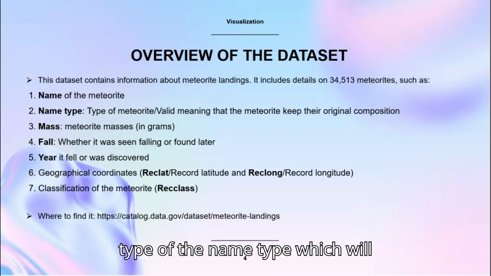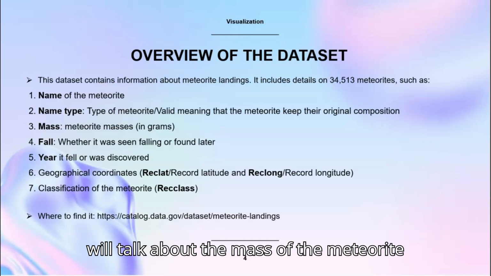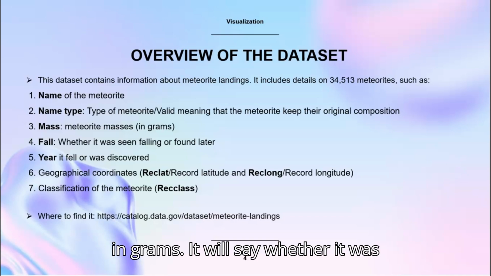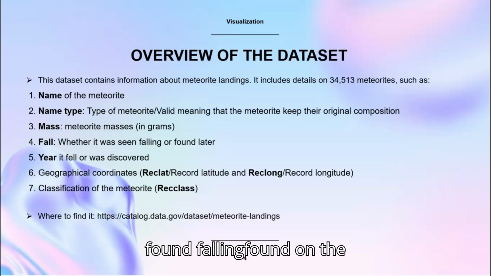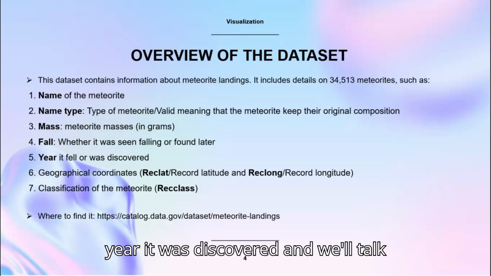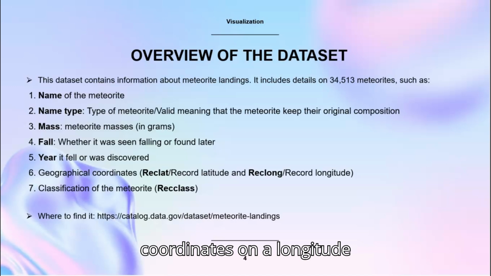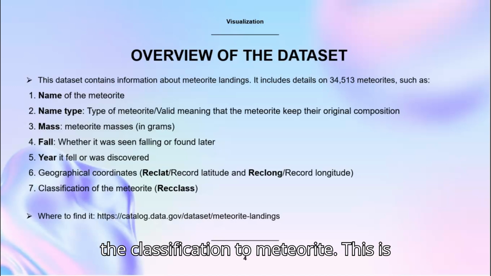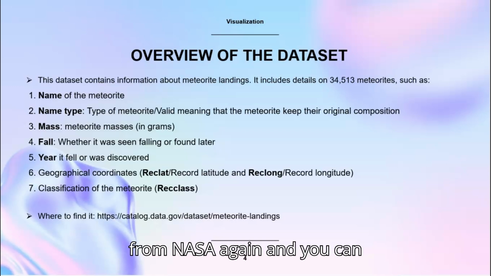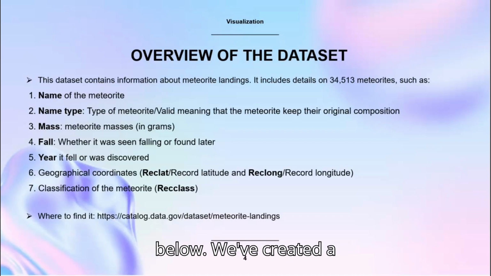There'll be a name type, which will basically say, okay, is this a valid meteorite? It will talk about the mass of the meteorite in grams. It will say whether it was found on the ground, in the ground, or if it was just witnessed falling. It will talk about the year it was discovered, and it will give you the exact coordinates on a longitude, latitude level, and it will also give you the classification of meteorite. This is from NASA again, and you can find the full data set within the link below.